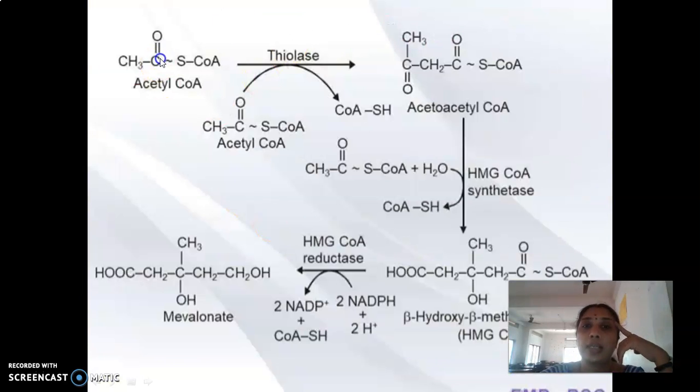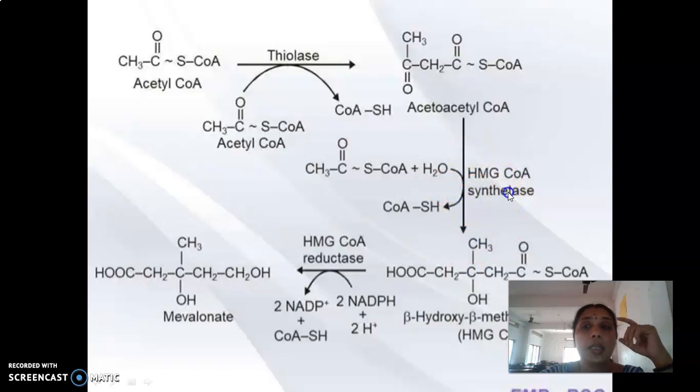Yeah, this is our acetyl-CoA, 2 molecules of acetyl-CoA. With the 2 molecules of acetyl-CoA, 1 molecule of CoASH is released. Thiolase comes, it joins the 2 molecules of acetyl-CoA to give rise to 4-carbon, 1, 2, 3, 4, 4-carbon acetoacetyl-CoA. This acetoacetyl-CoA adds 1 more molecule of acetyl-CoA. With this, CoASH is removed by HMG-CoA synthase enzyme.